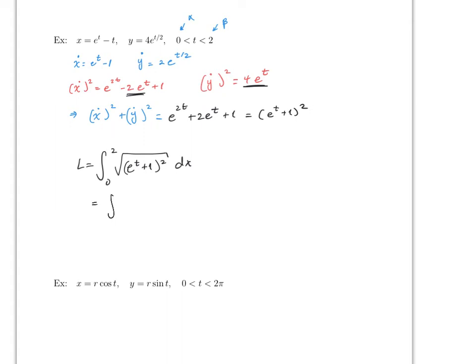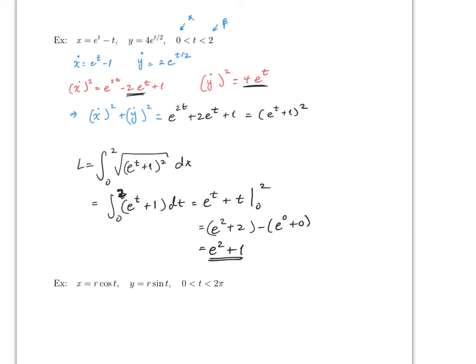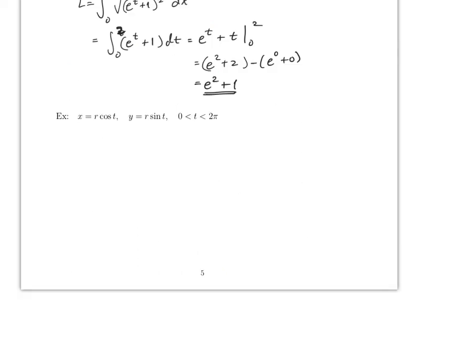So this will be the integral from 0 to 2 of e to the t plus 1 dt. This is a very simple integral. This is e to the t plus t from 0 to 2. So therefore, this will be e squared plus 2 minus e to the 0 plus 0. So therefore, this is e squared plus 1. So that's the answer.